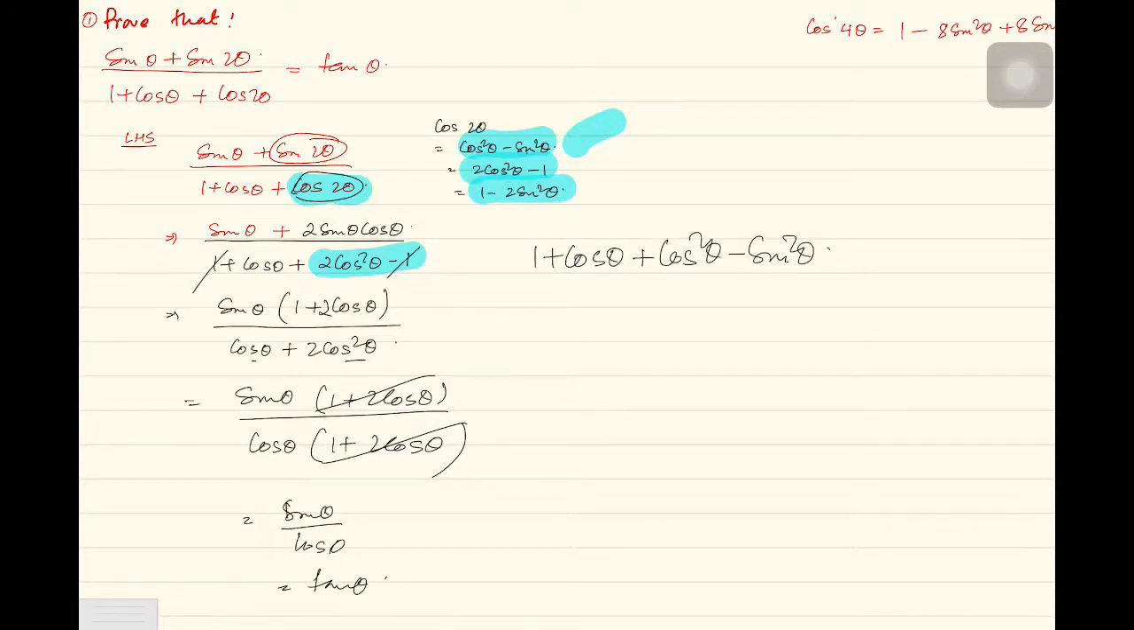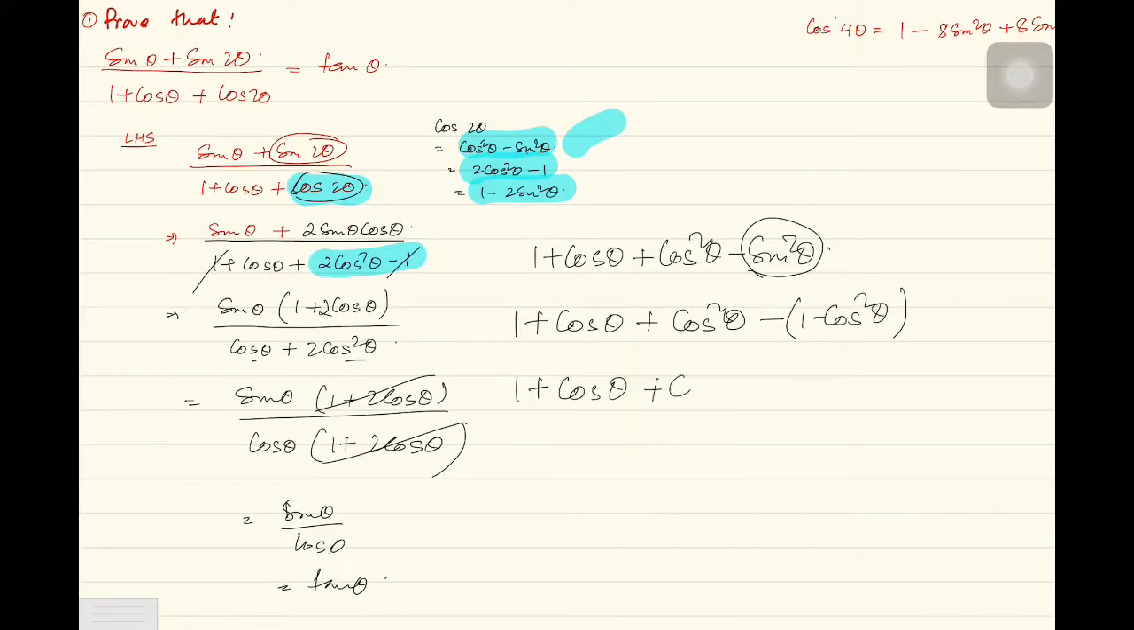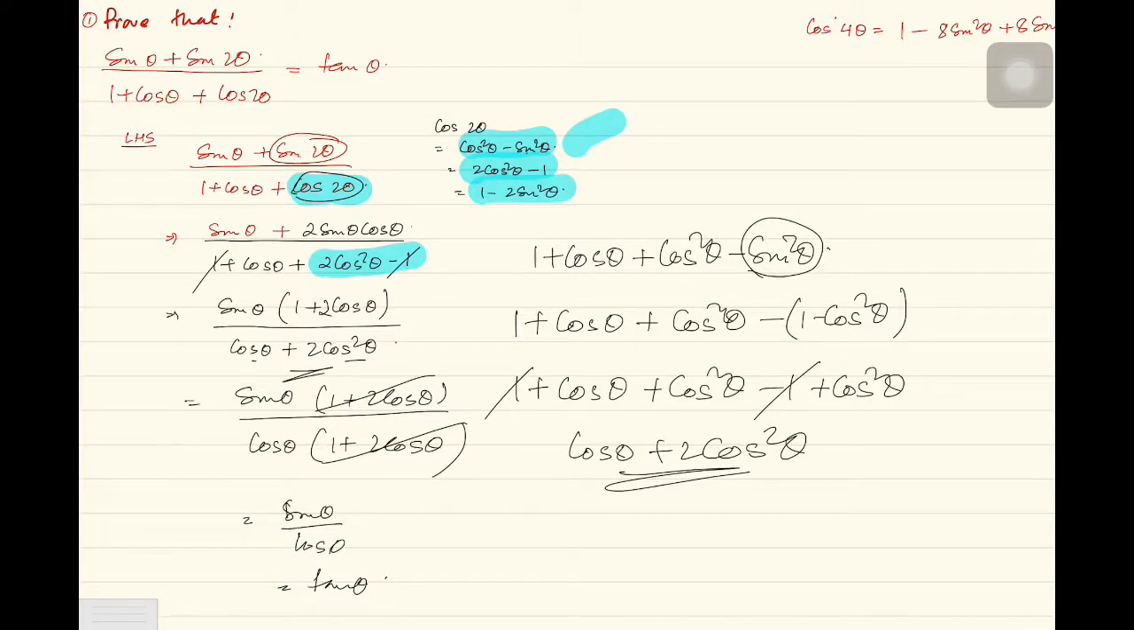But that way, what I'll have to do is convert this sine square theta to cos square theta by using the identity. So cos square theta and then minus 1 minus cos square theta. Ultimately, you would get the same thing, because check this out: 1 plus cos theta plus cos square theta minus 1 plus cos square theta. So 1 and 1 get cancelled. Ultimately, you are getting cos theta plus 2 cos square theta, which we got just by cancelling. Okay, so it's the same thing using the formula, but it will make the sum lengthier.